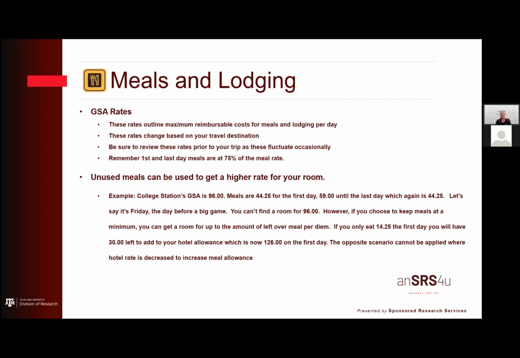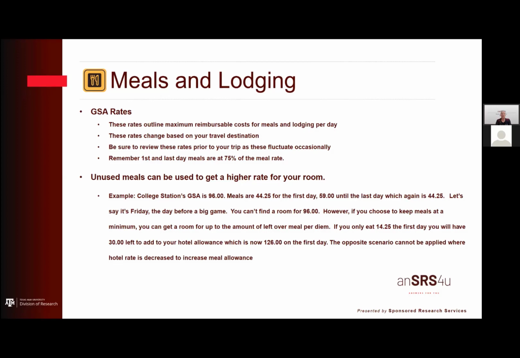For meals and lodging, we use the GSA rates on their website. These rates outline the maximum reimbursable cost for meals and lodging per day. They change based on your travel designation. Be sure to review these rates prior to your trip as they fluctuate occasionally. The first and last day of all meals are 75% of the meal rate, and the GSA site shows how much 75% is at the bottom.